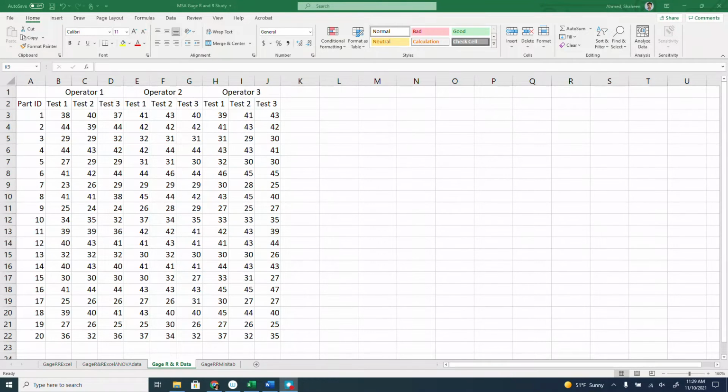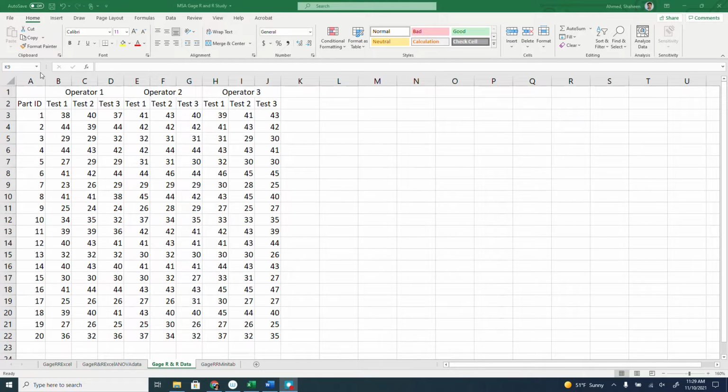Gauge R&R study, or measurement system analysis, or measurement system capability analysis. They're known by so many different names. We'll be discussing the ANOVA method using Microsoft Excel. We'll have to use Microsoft Excel.